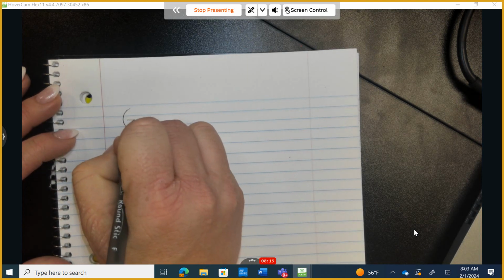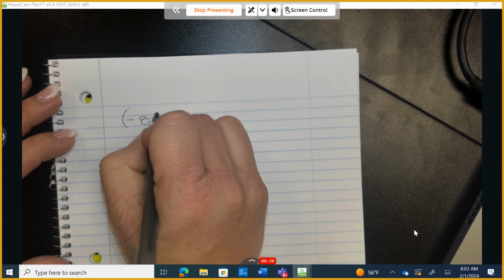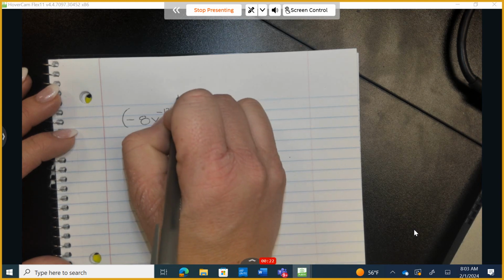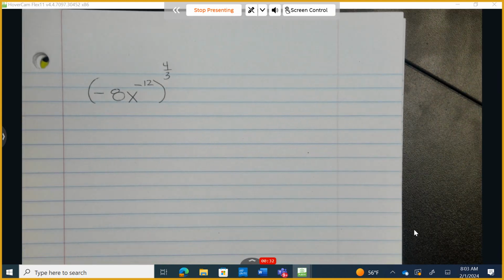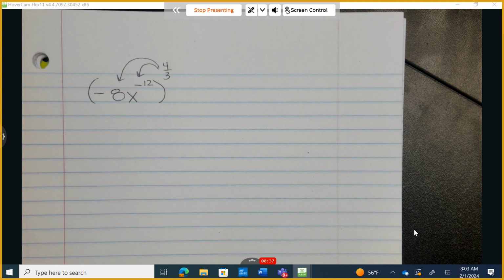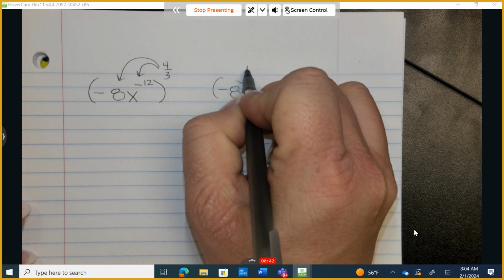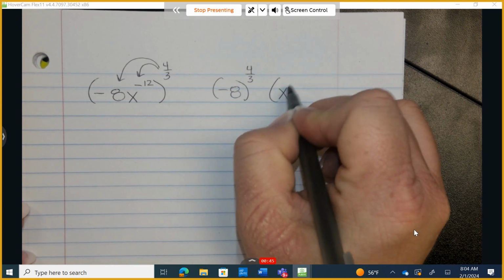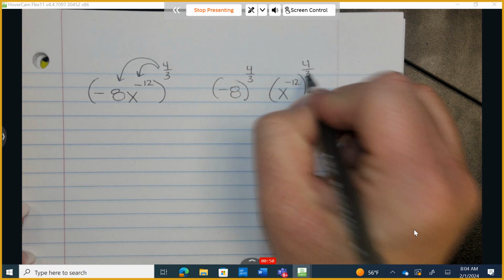I want negative 8x to the negative 12, all raised to the 4/3. This is example number 1. How do we go about simplifying this? Let me zoom in a little bit for those in back. Well, I need to apply this, think of it as distributing, to both terms that are inside. So I'm actually going to rewrite this as negative 8 to the 4/3 and x raised to the negative 12 to the 4/3.